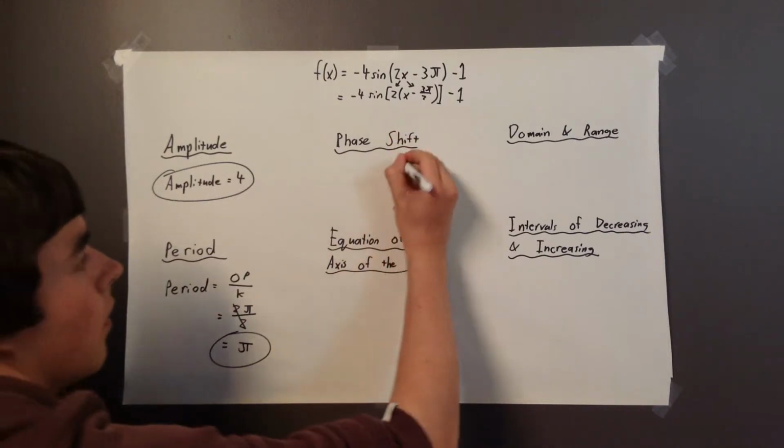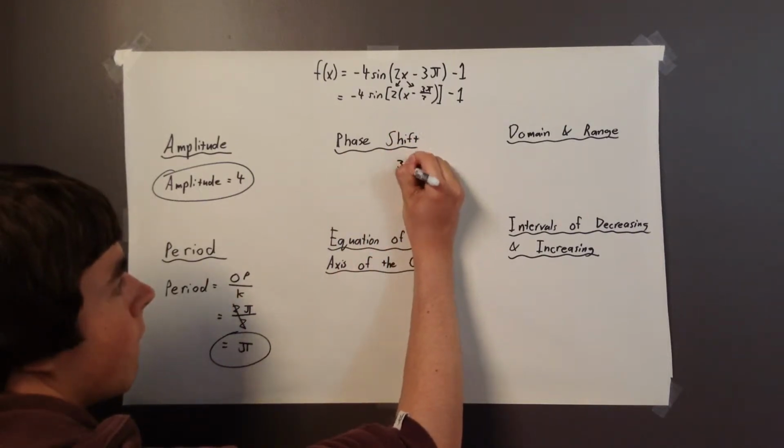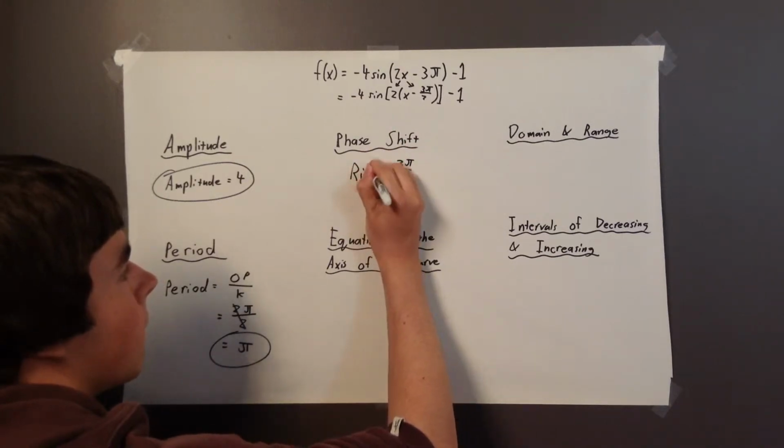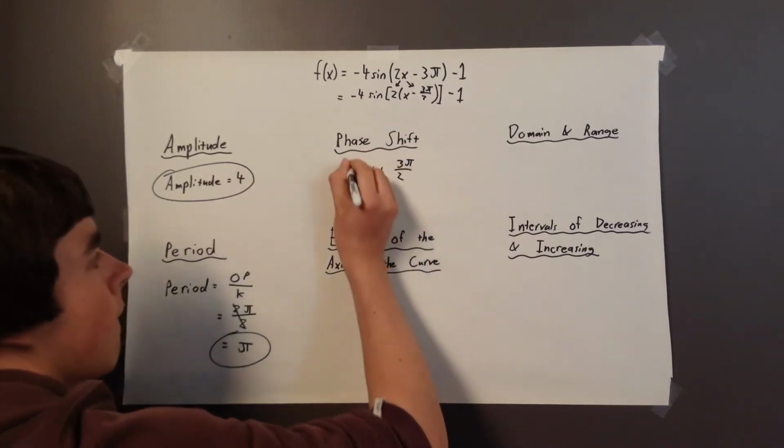To find the phase shift, we look at the b value in the function equation, which is 3 pi over 2. And since it is negative, the opposite of that direction would be right.